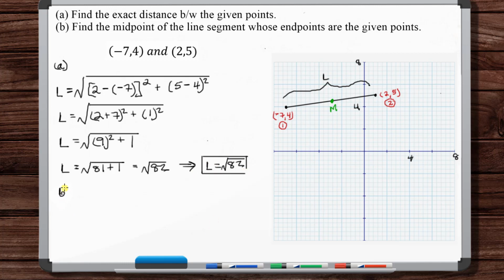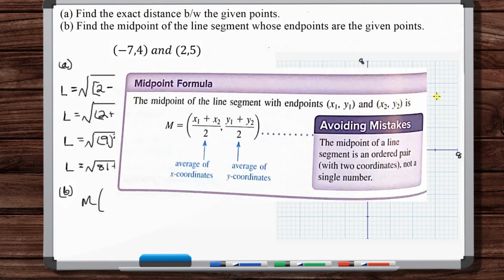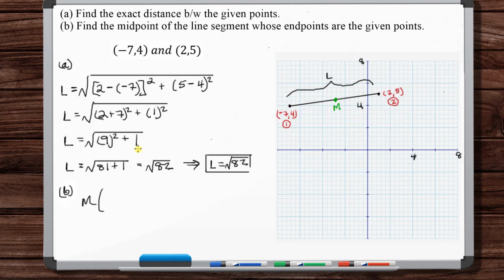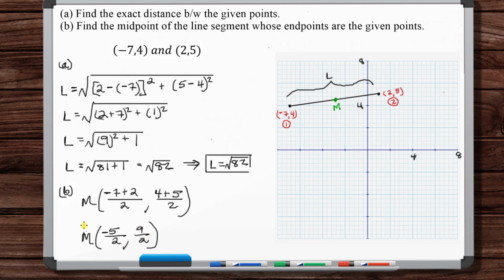Okay, part B, coordinates of the midpoint. So x1 plus x2 divided by 2 and y1 plus y2 divided by 2. So minus 5/2 and 9/2. That is your answer to part B.